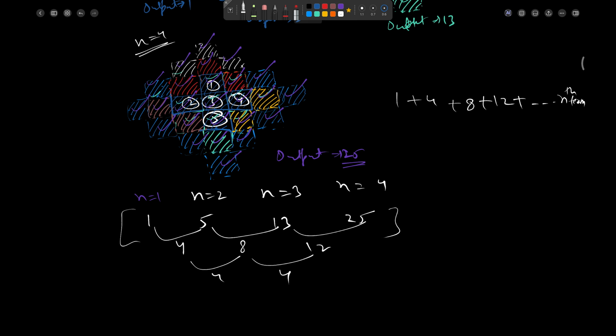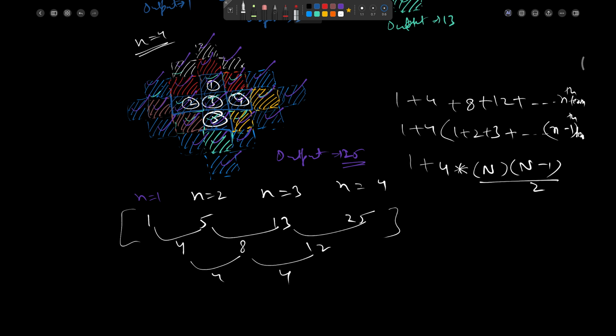So we can also write this as 1 plus 4 times (1 plus 2 plus 3 plus up to n minus 1). We can simply put a formula here: n minus 1 into n by 2. It is basically the sum of natural numbers till n minus 1. It's a basic math formula. So this is how we will code our algorithm here.